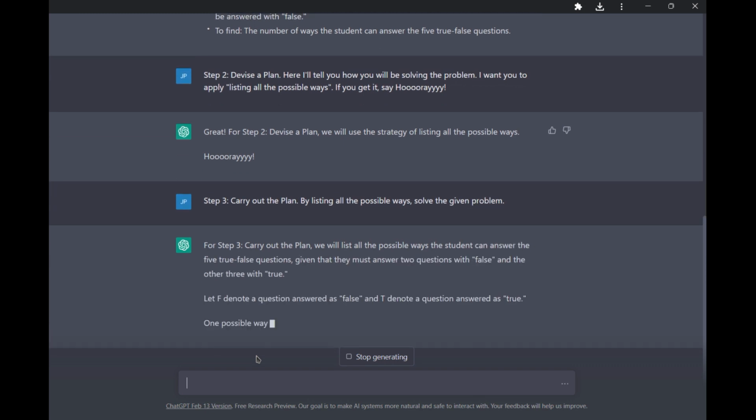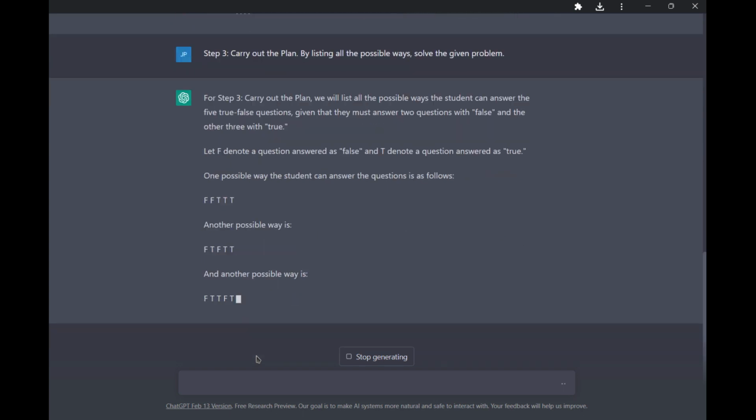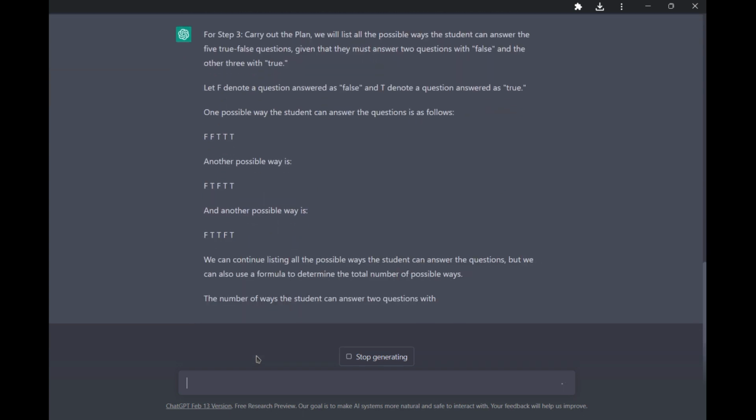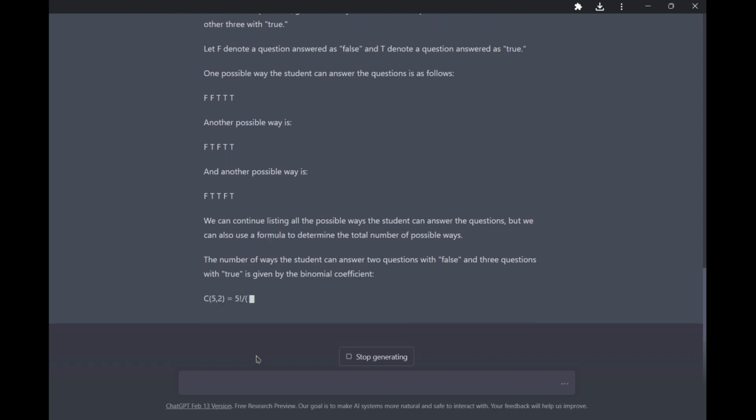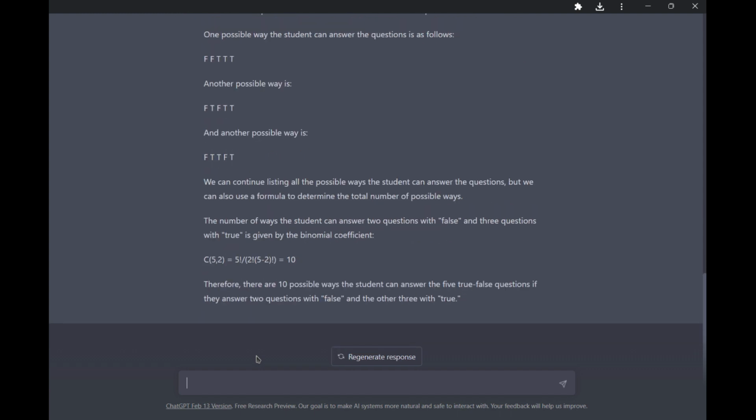For step 3, carry out the plan. We will list all the possible ways the student can answer the 5 true-false questions, given that they must answer 2 questions with false, and the other 3 with true. Let F denote a question answered as false, and T denote a question answered as true. One possible way the student can answer the questions is FFTTT. Another possible way is FTFTT. And another possible way is FTTFT.